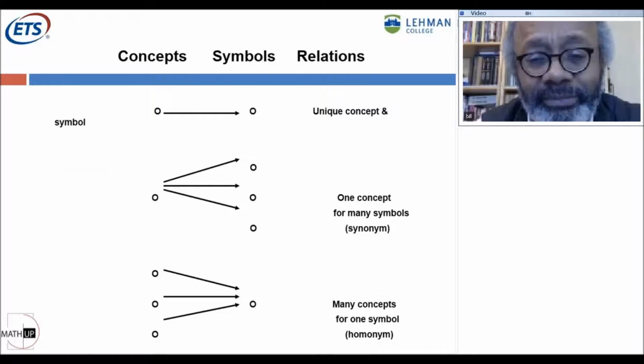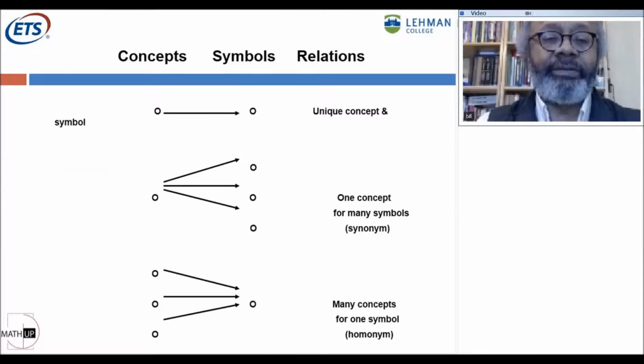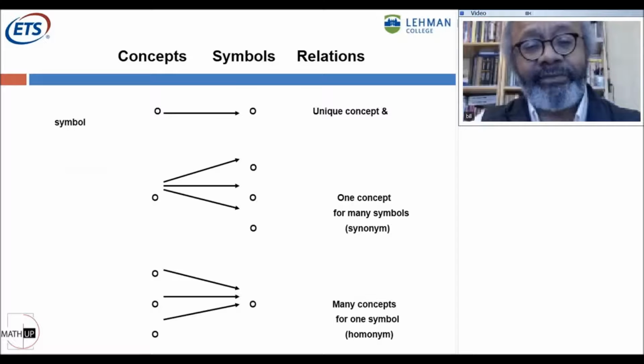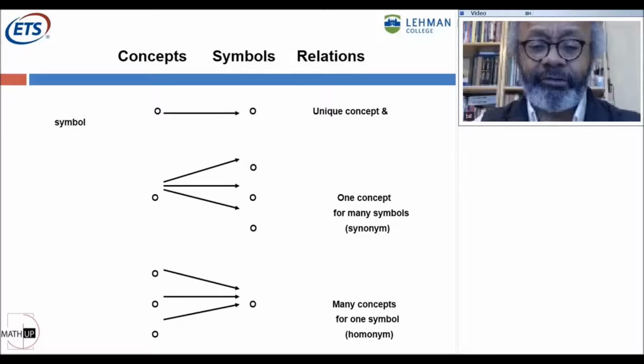It would also be relatively easy if there was a one-to-many relationship between concepts and symbols. That is, if the same concept was represented by different symbols in mathematics. And this often happens. But confusion arises because it's often the case that we have many concepts that are represented by the same symbol. And that example of 3 over 4 is an example of at least 5 concepts that are represented by the same symbol. And this has implications.